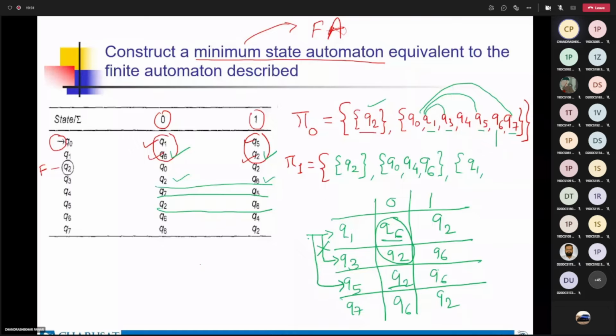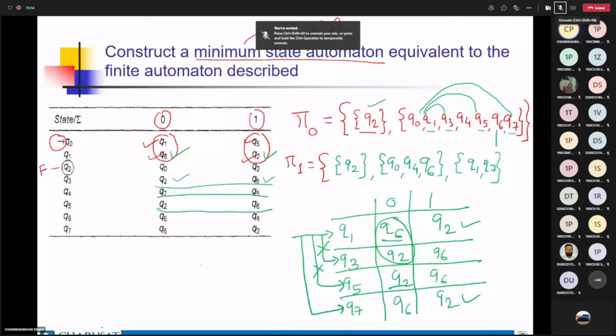Then Q1 with Q7: Q6, Q6 within one set because only one state is there. Q2 is also here, so within one set. So Q1 and Q7 are equivalent. Understood? So now remaining states are only two, that is 3 and 5. We have to check the equivalence of Q3 with Q5.